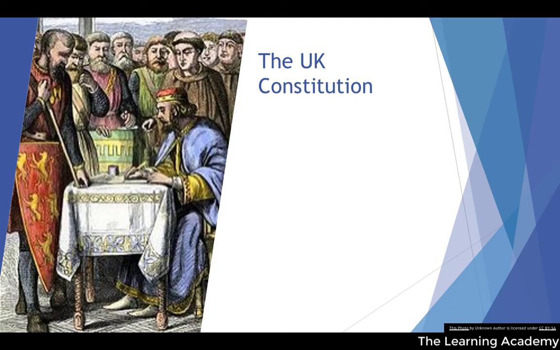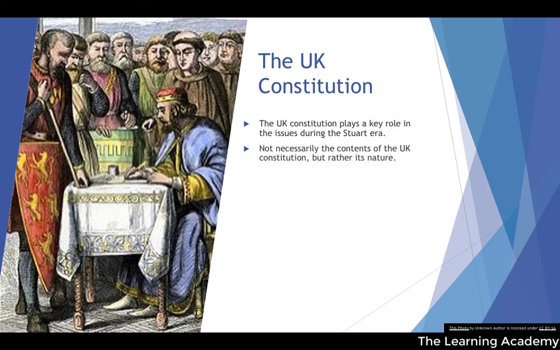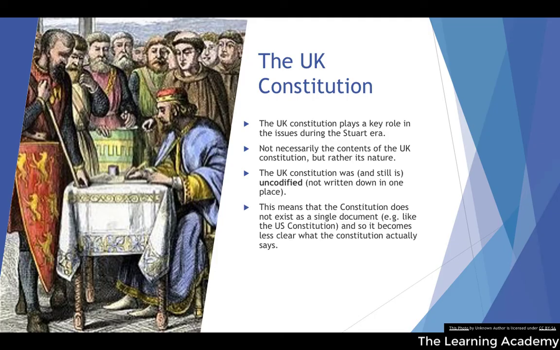Another limit to the monarch's power, and another big influence that really became important during this period, was the role of the UK Constitution. So the UK Constitution plays a key role in issues during the Stuart era, not necessarily because of the contents of the Constitution, but rather the nature of the Constitution. So the UK Constitution was, and still is today, what we call uncodified. This means it's not all written down in one place. So this means that the Constitution does not exist as a single document.